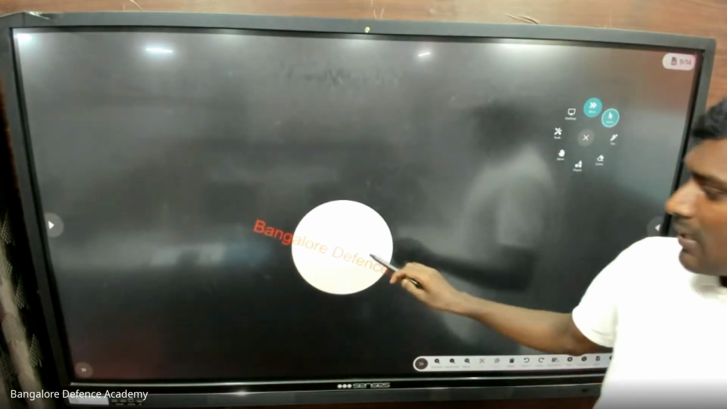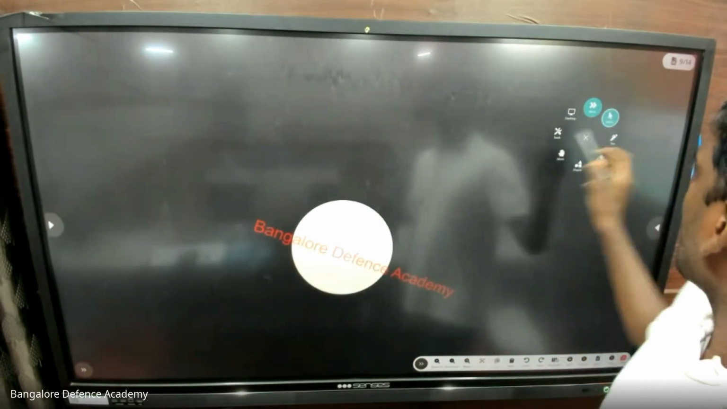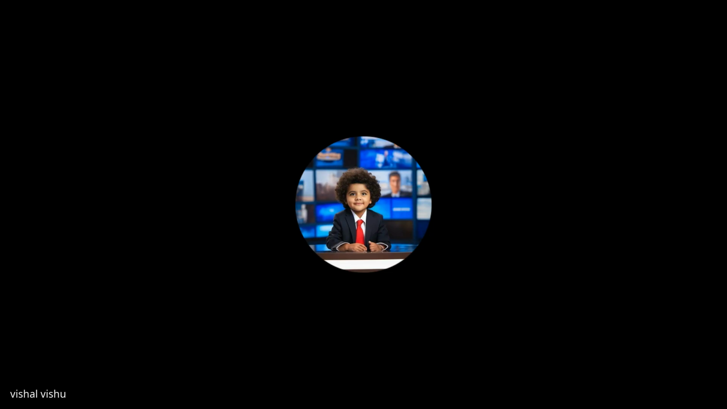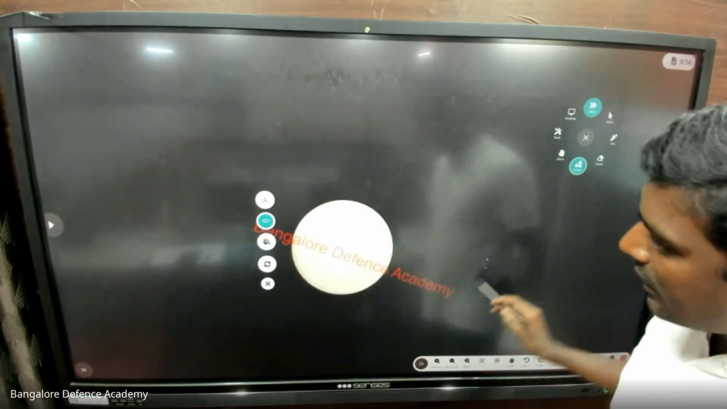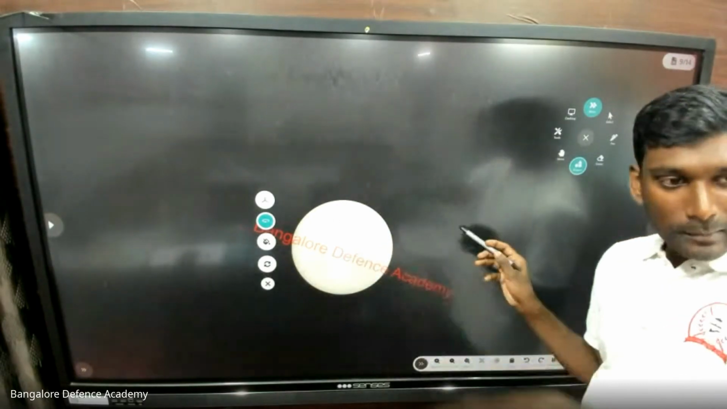Okay, what is this here? Guys, sphere. Yes, it is a sphere. It is a ball. Can you see this? I am rotating it 360 degrees. It is completely a sphere.